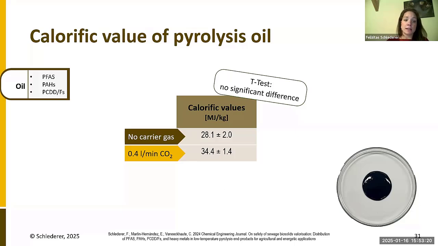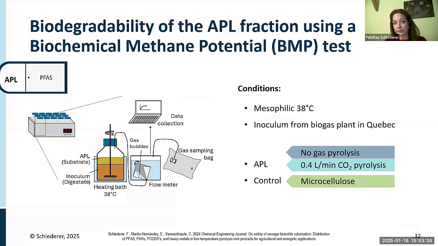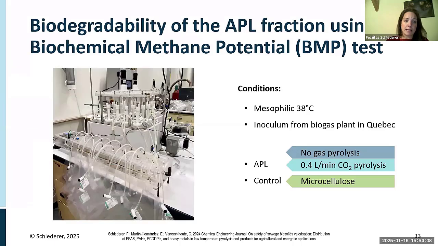The second point was the APL fraction. What are we going to do with that? So I analyzed it and determined a high COD value. High COD value meaning maybe it's biodegradable. So I ran biochemical methane potential tests to determine if my component is digestible. And thereby I was co-digesting the APL fraction, which was generated with no gas supply in the pyrolysis process and with CO2 supply in the pyrolysis process. So I wanted to analyze if my process conditions I selected during the pyrolysis have any impact on the digestibility. And that is how it looks like in the laboratory.